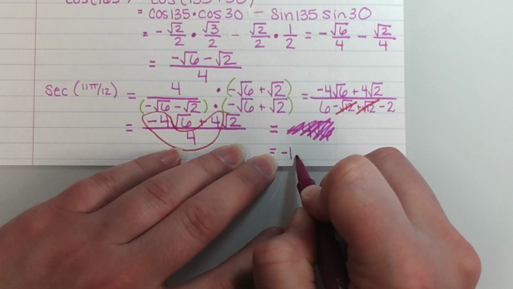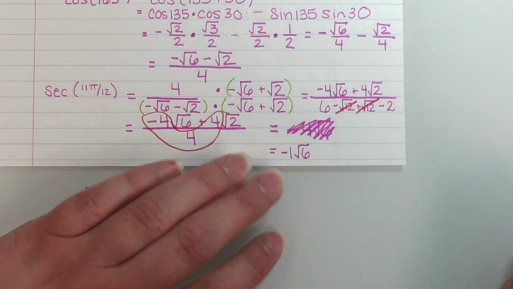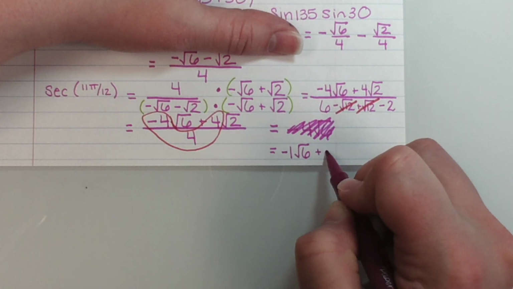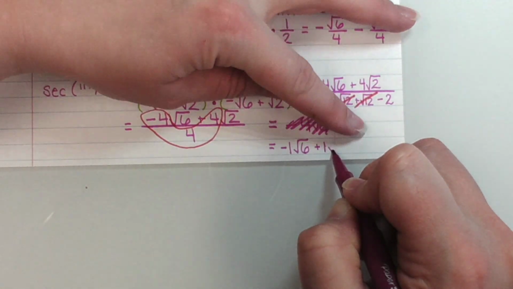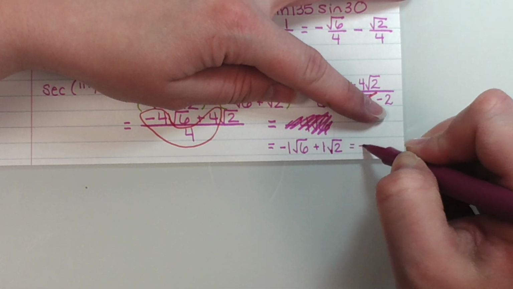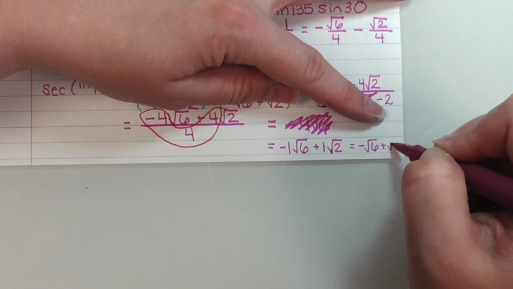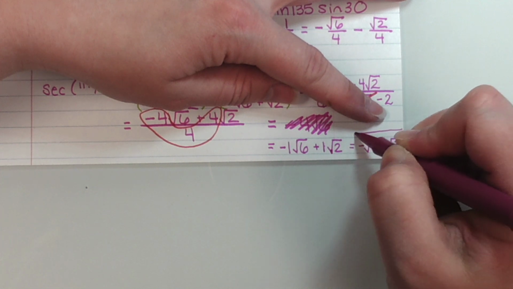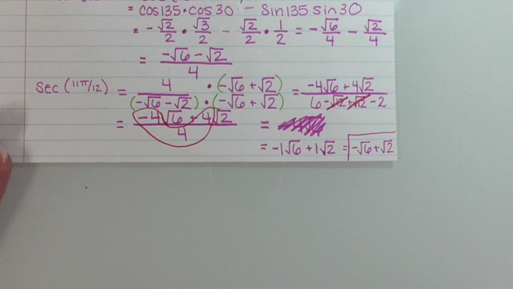Negative 1 square root of 6 plus 4 divided by 4 is 1 square root of 2. Do I need the ones? No, they're like coefficients. Negative square root of 6 plus square root of 2 is the more common version of what you'll see. You might see an answer key tell you it's square root of 2 minus square root of 6. Is that equivalent? Yep.